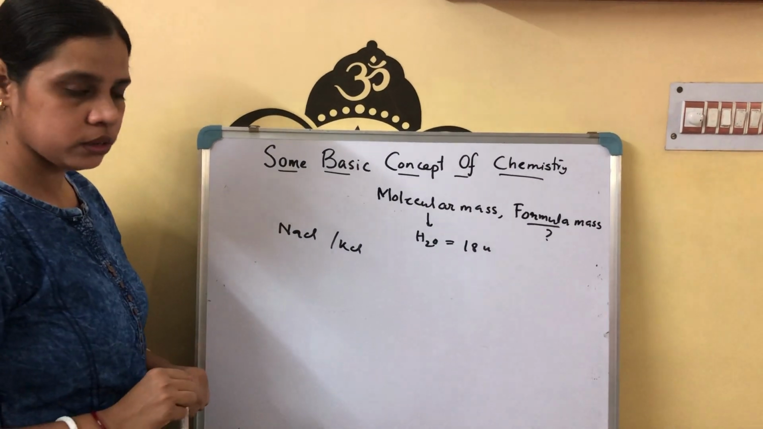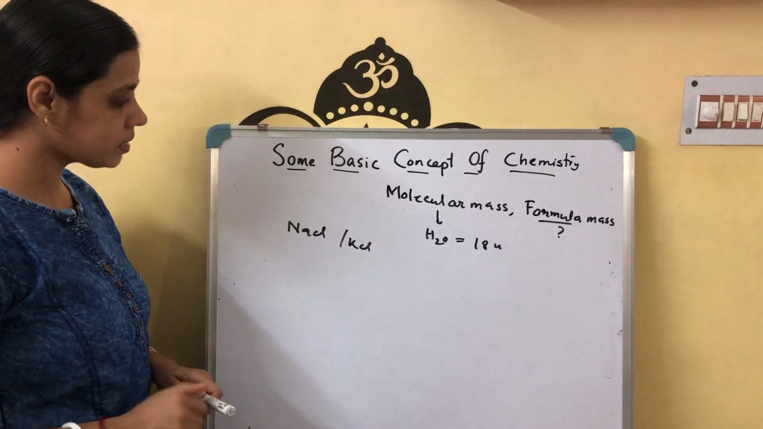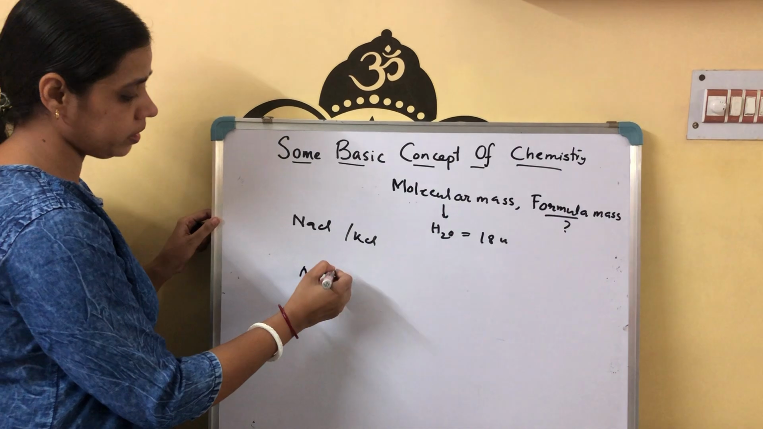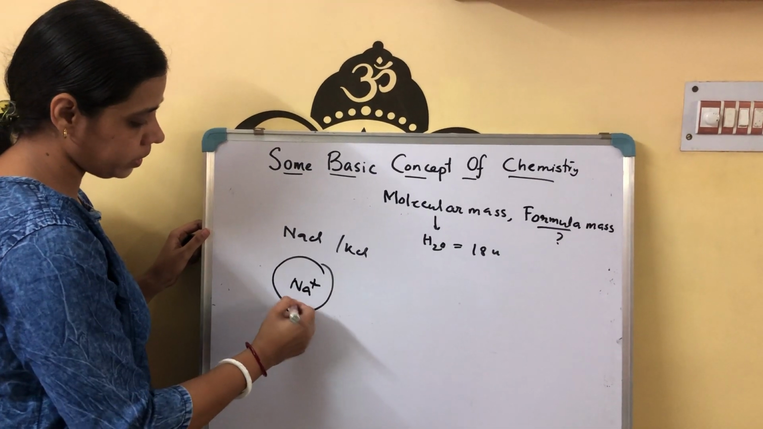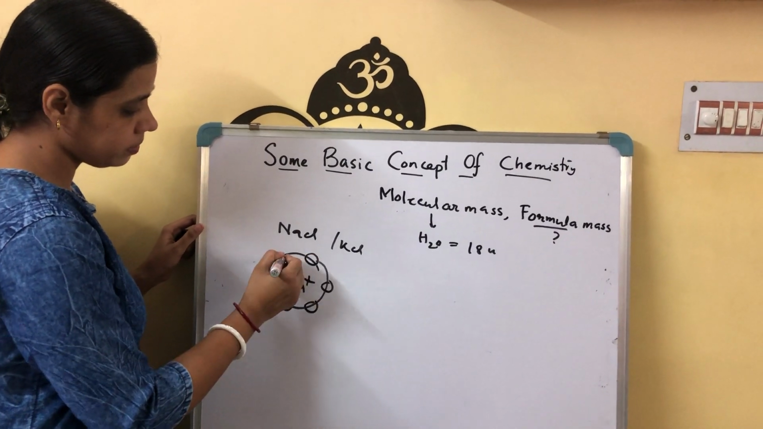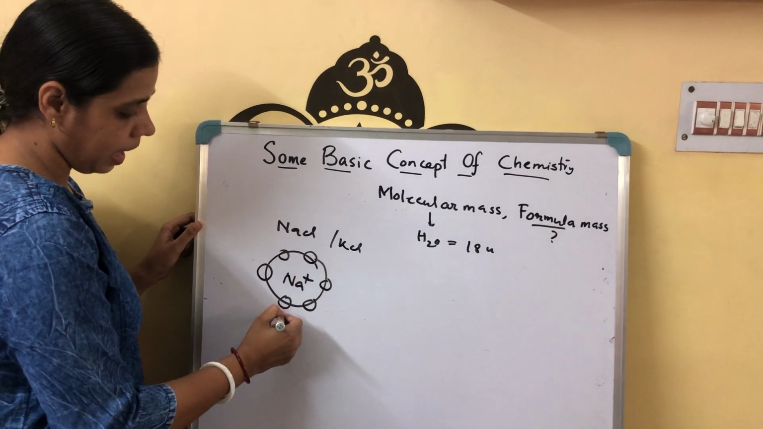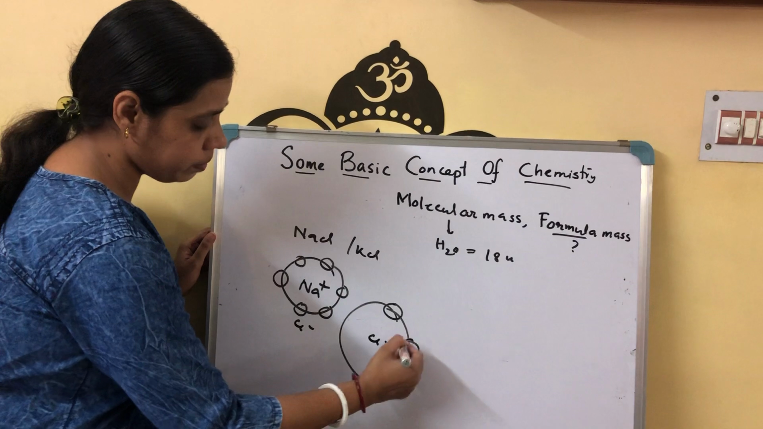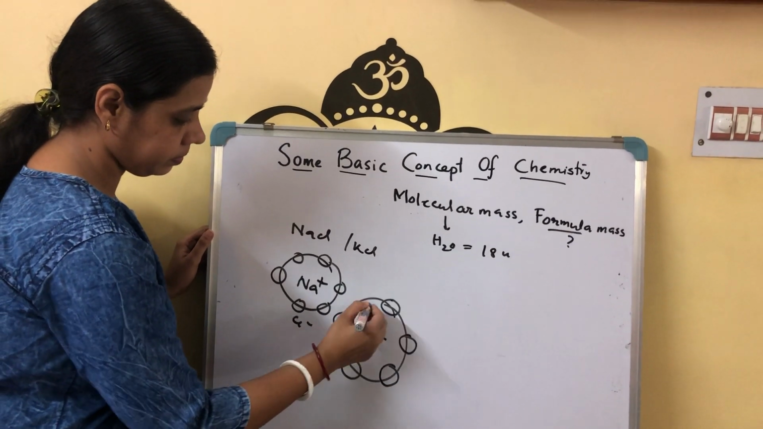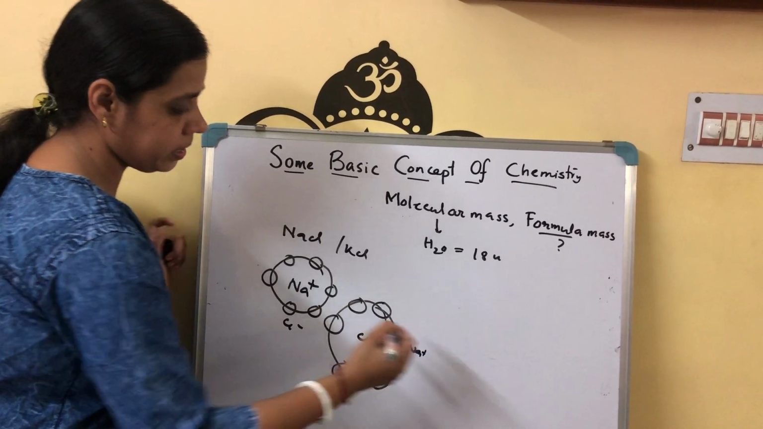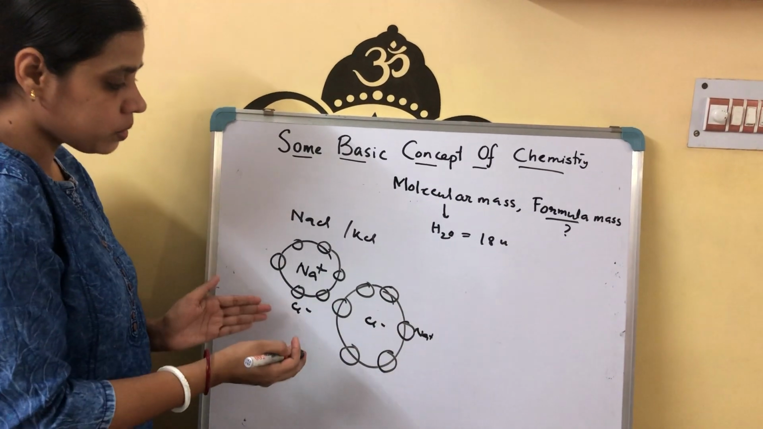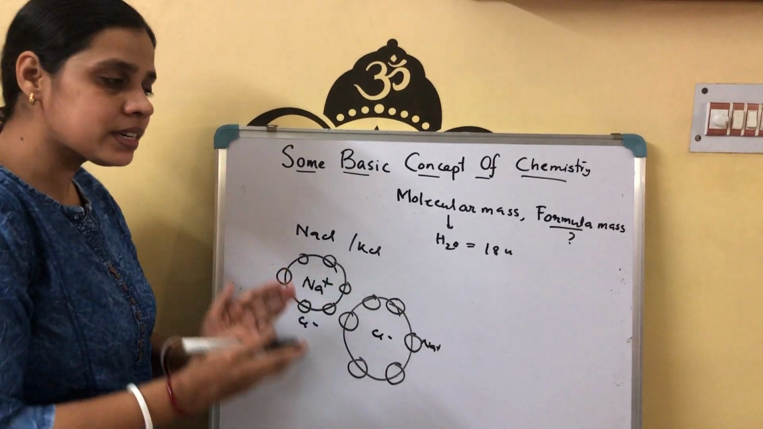Because of their structure. What type of structure does sodium chloride have? You know, sodium chloride has this type of structure. Here 1 Na plus is surrounded by 6 Cl minus, and 1 Cl minus is surrounded by 6 Na plus. For this type of structure, we cannot get any discrete molecule.